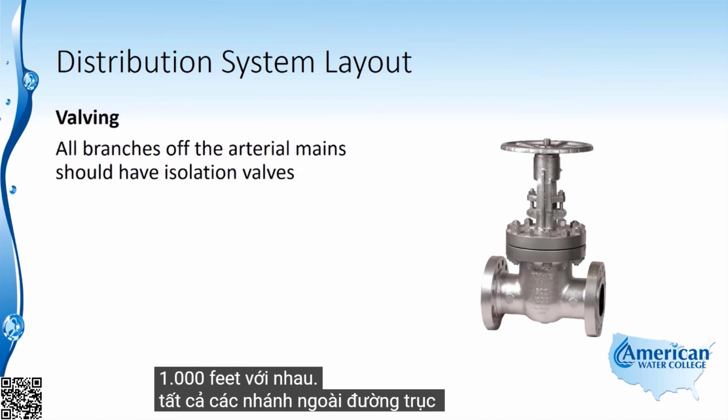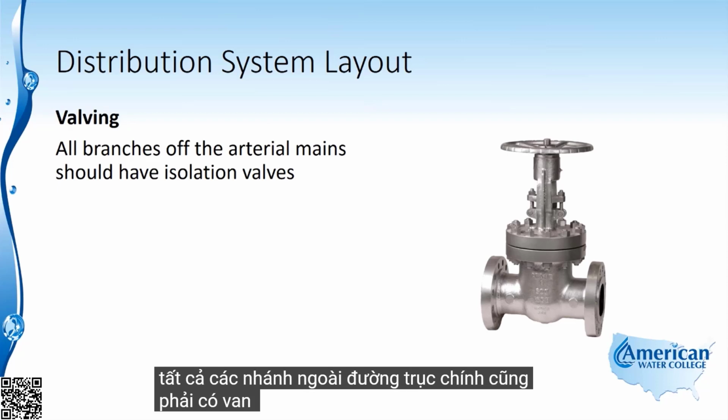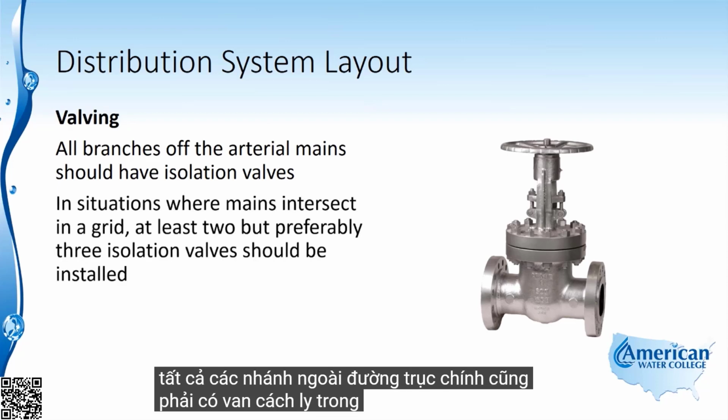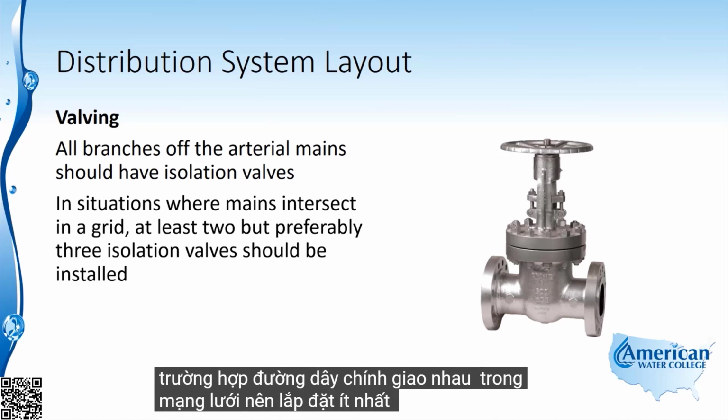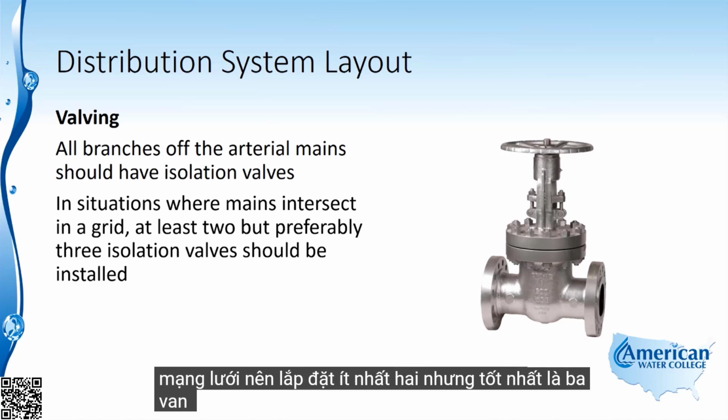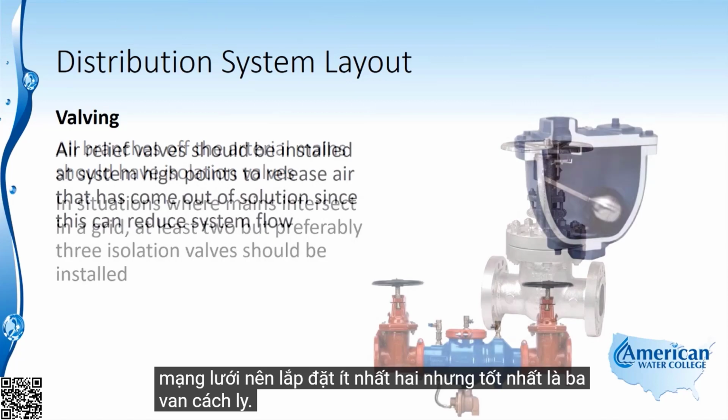All branches off the arterial mains should have isolation valves as well. In situations where mains intersect in a grid, at least 2, but preferably 3 isolation valves should be installed.